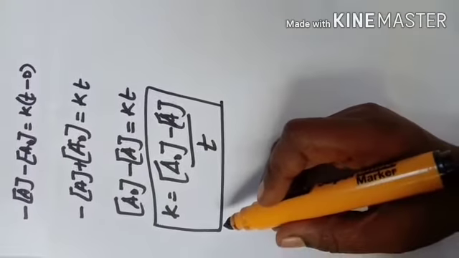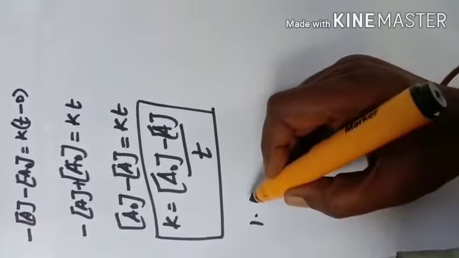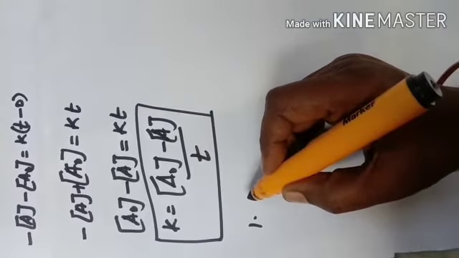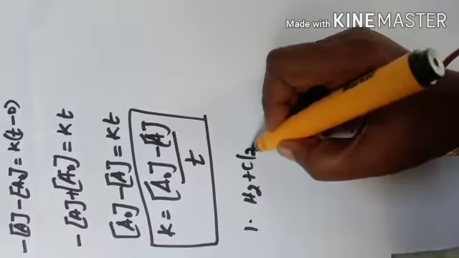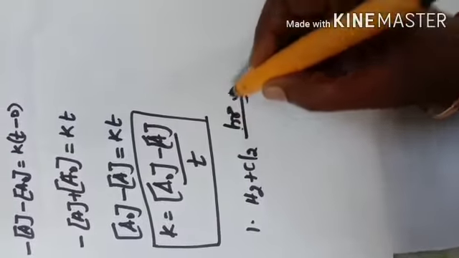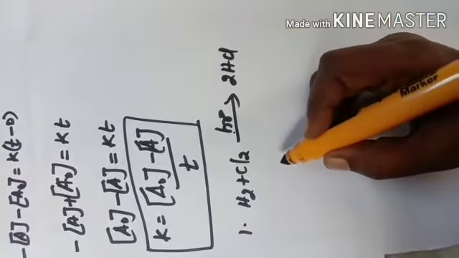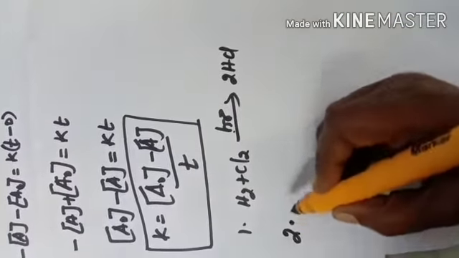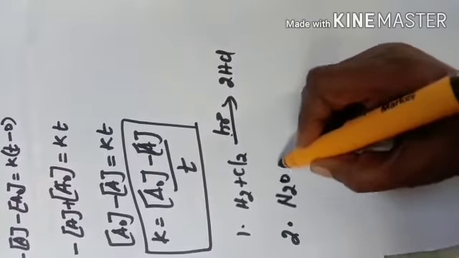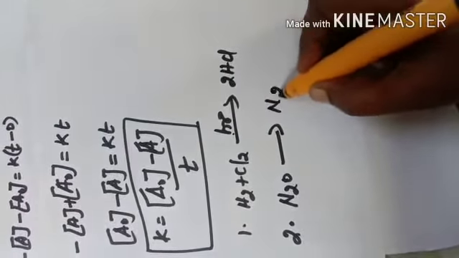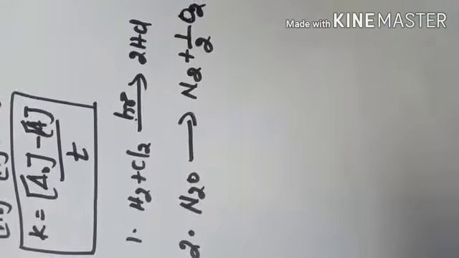Let us see some examples of zero order reactions. First one is the photochemical reaction between hydrogen and chlorine. So hydrogen and chlorine in presence of sunlight give 2 HCl. This is one of the examples of zero order reaction. Another example, decomposition of N2O. So N2O decomposes into N2 plus O2.